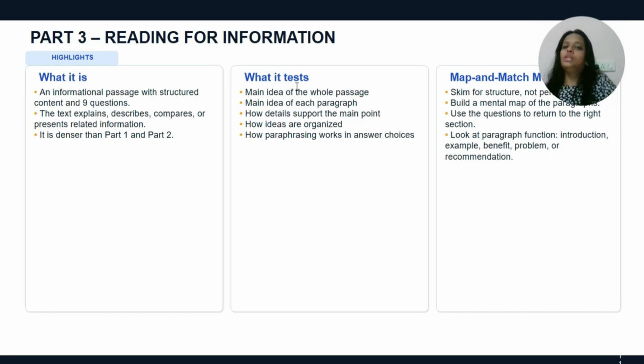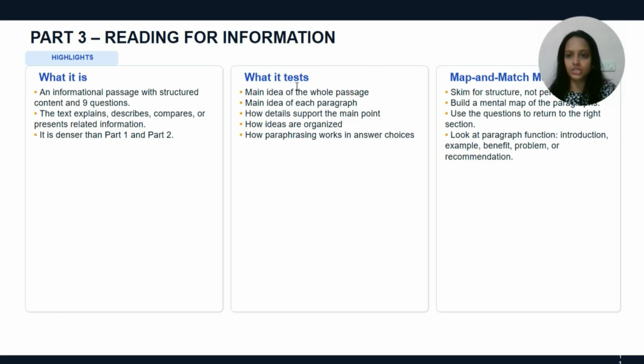Okay? So let me now give you the best mindset for part 3. Don't read part 3 like a school textbook chapter. Do not sit there trying to absorb every single word perfectly from the beginning. That is too slow. And in the SELF-PEP exam, slow reading becomes dangerous. Instead, I want you to use what I call the map match method. Yes, kindly make a note of it.